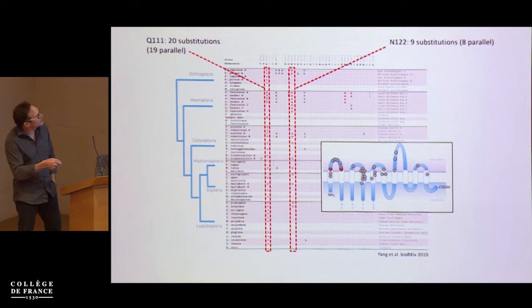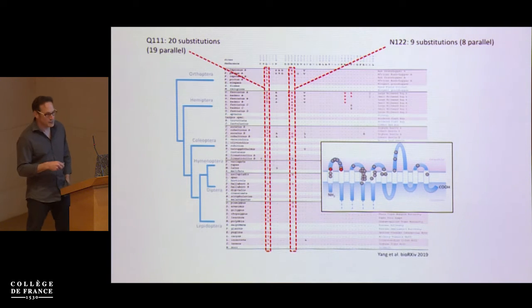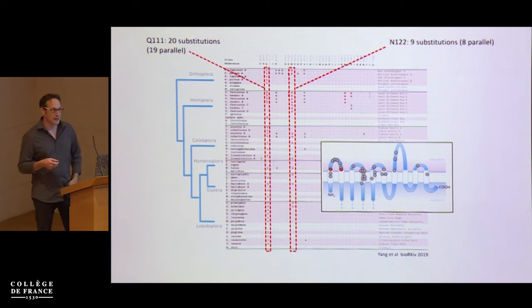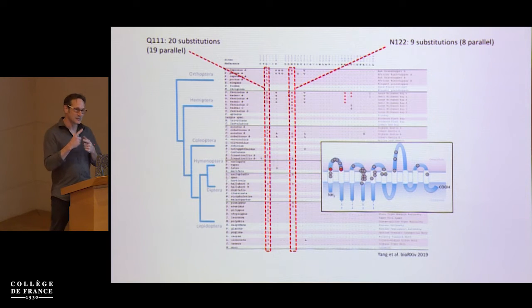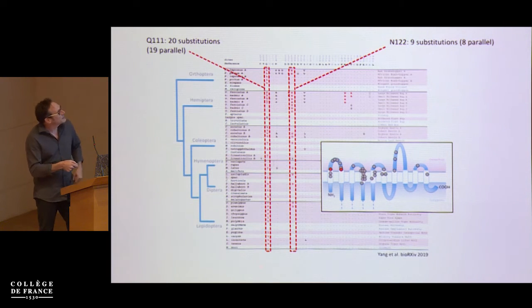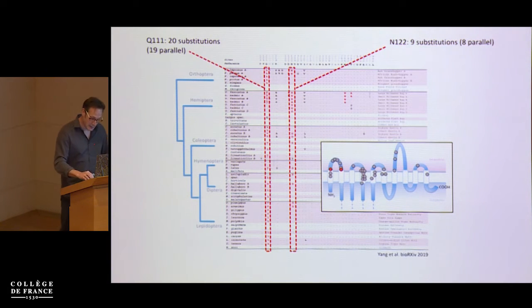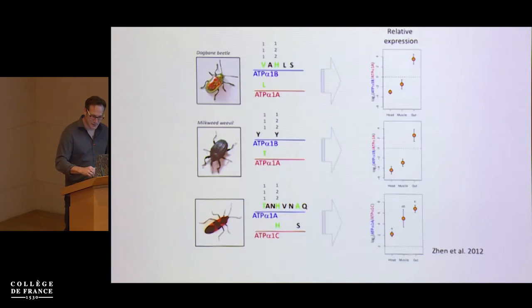The most substituted site in the protein is this glutamine at position 111, which forms a hydrogen bond with the steroid core of the cardiac glycoside. It has 20 substitutions, 19 of which are observed in parallel. That is, that exact same substitution occurs independently in at least 2 lineages. The second most substituted site is this asparagine at position 122. It has 9 substitutions, 8 of which are in parallel. Together, those account for about 1/2 of the mutations in the entire data set.